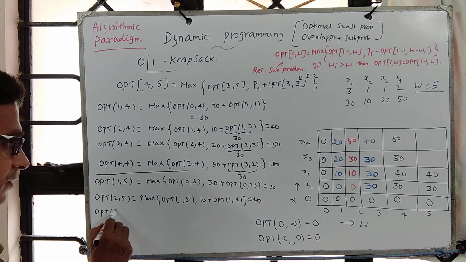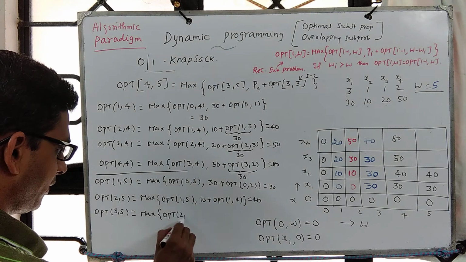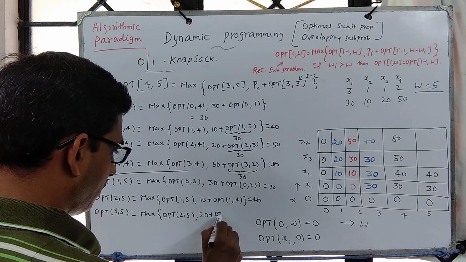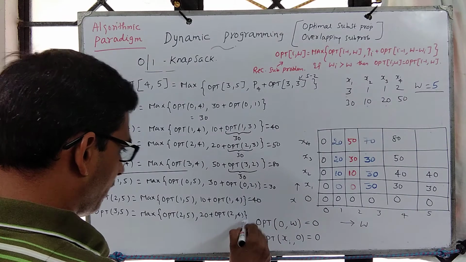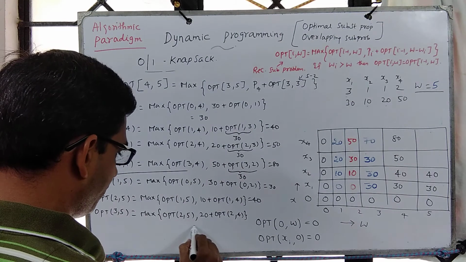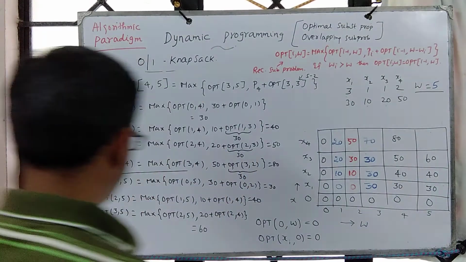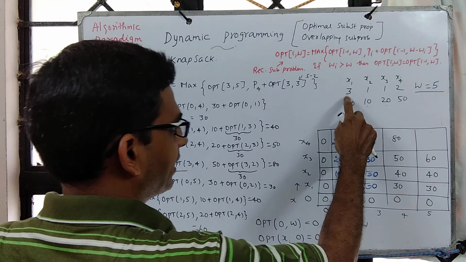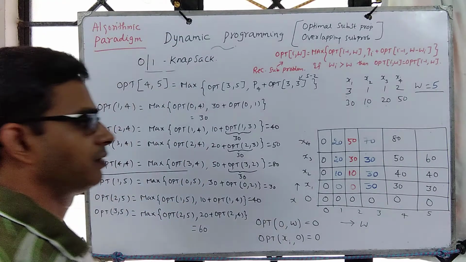Then we look at opt of 3 comma 5, which is max of opt of 2 comma 5, or consider third object and work with opt of 2 comma 4. And opt of 2 comma 4 is 40 and this one is this, so we get 60 from this. So what it says is first three objects and local capacity is 5, which means I can include all of them and get a profit of 60. Correct?